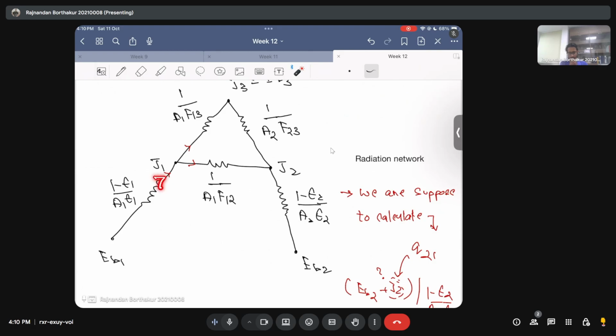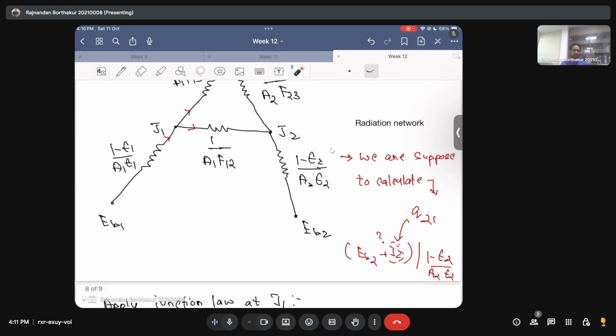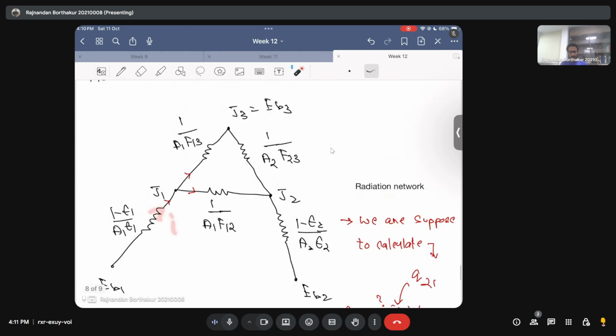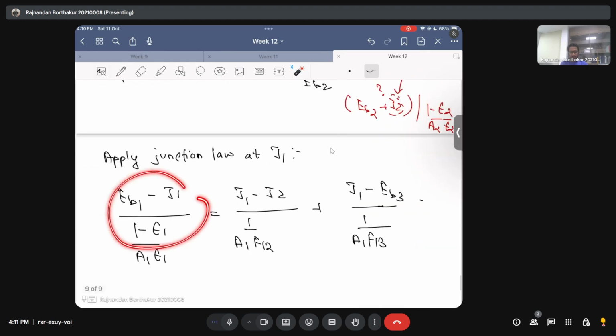The amount of heat coming into junction 1 is equal to the amount of heat leaving through this branch and through this branch. Precisely, it is nothing but Kirchhoff's junction law, analogous to what people use in electric circuits, which says that the current I1 is equal to I3 plus I2. Current is the difference in voltage divided by the resistance, and that's what we have written here: the difference between the emissive power and the radiosity nodes divided by the associated resistance within these nodes. Okay.